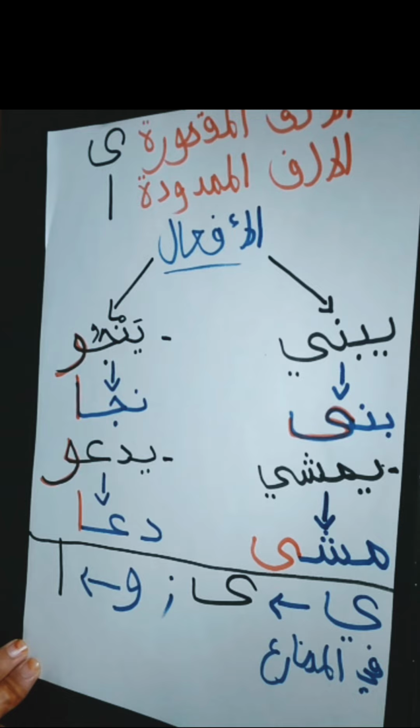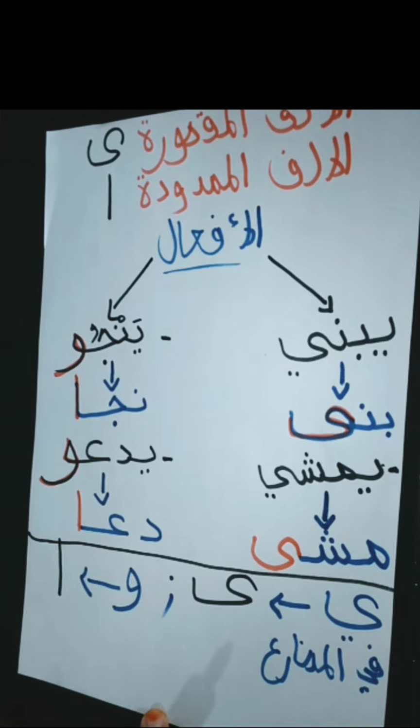Okay, now we will go, guys, to nouns. The first situation is with the verb, and the second situation is how we can write الألف الممدودة or الألف المقصورة with the nouns.